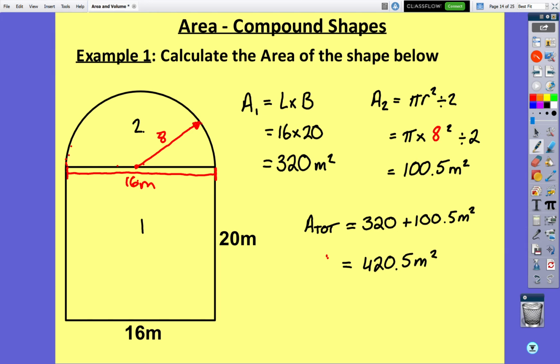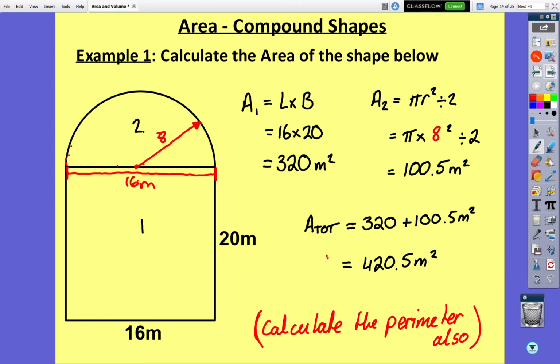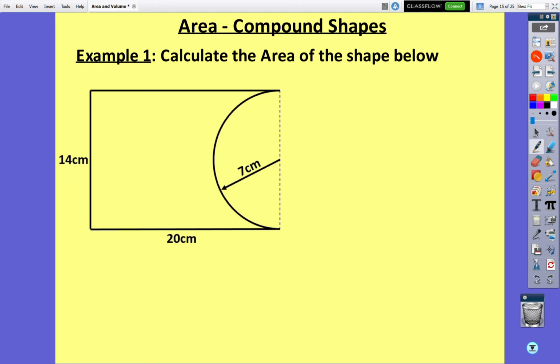See when I upload it, I don't think I put it in, but for this one and the next one, I'll do an example in my notes of calculating the perimeter also. So maybe give that a wee go as well, and do the same for the next one. For the next one, I'll add in the wee caveat of area and perimeter.